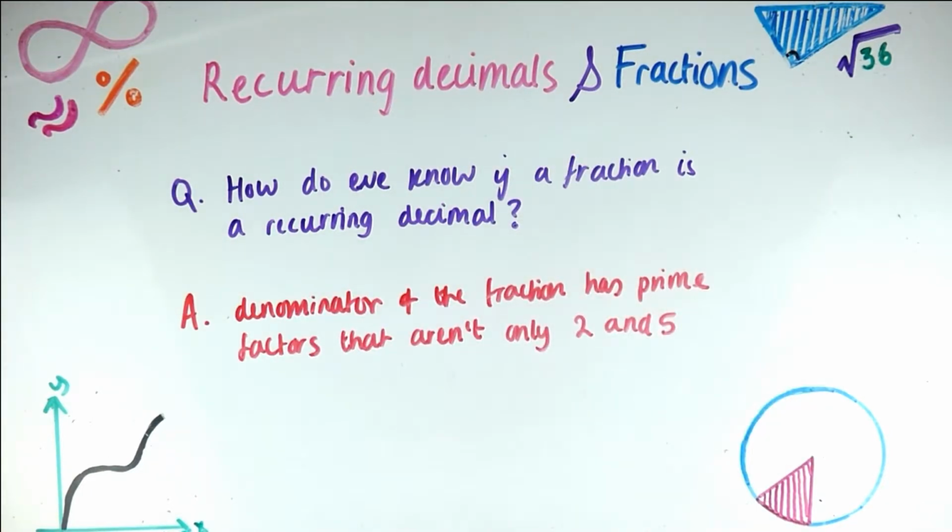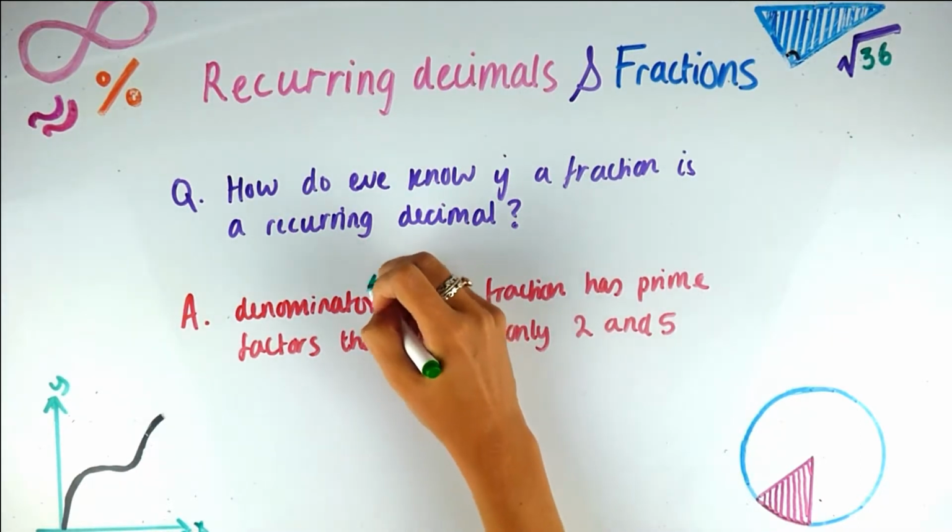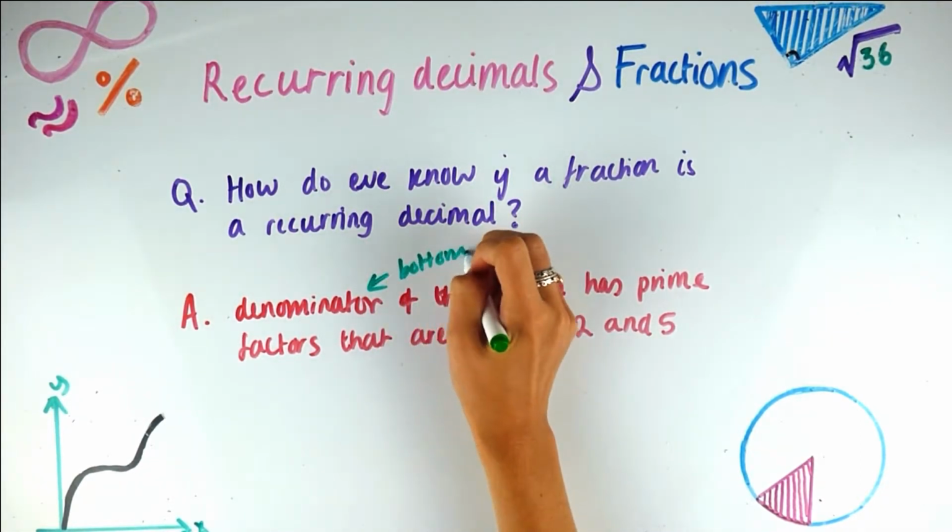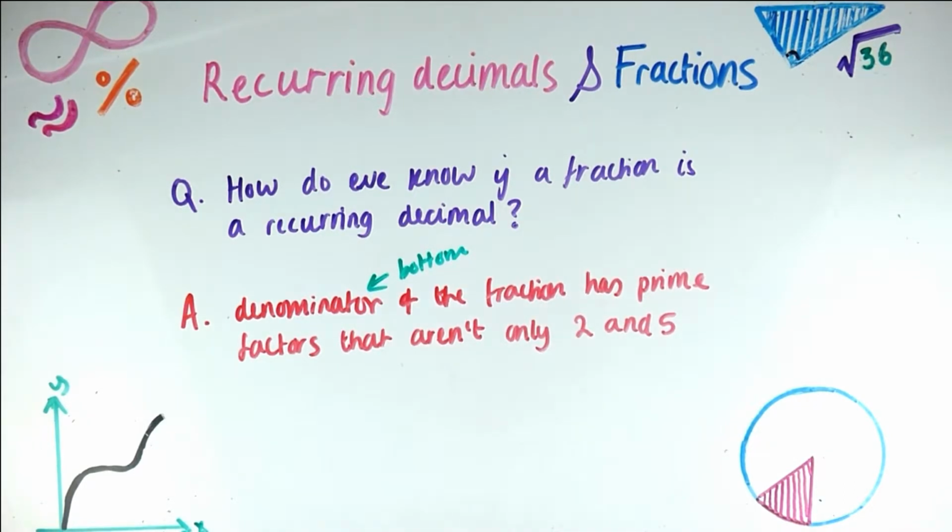The answer is this: it's when the denominator, which is the bottom of the fraction, has prime factors that aren't only 2 and 5. Prime factors are factors, numbers that go into it, but they are prime. So let's have a look at some examples.